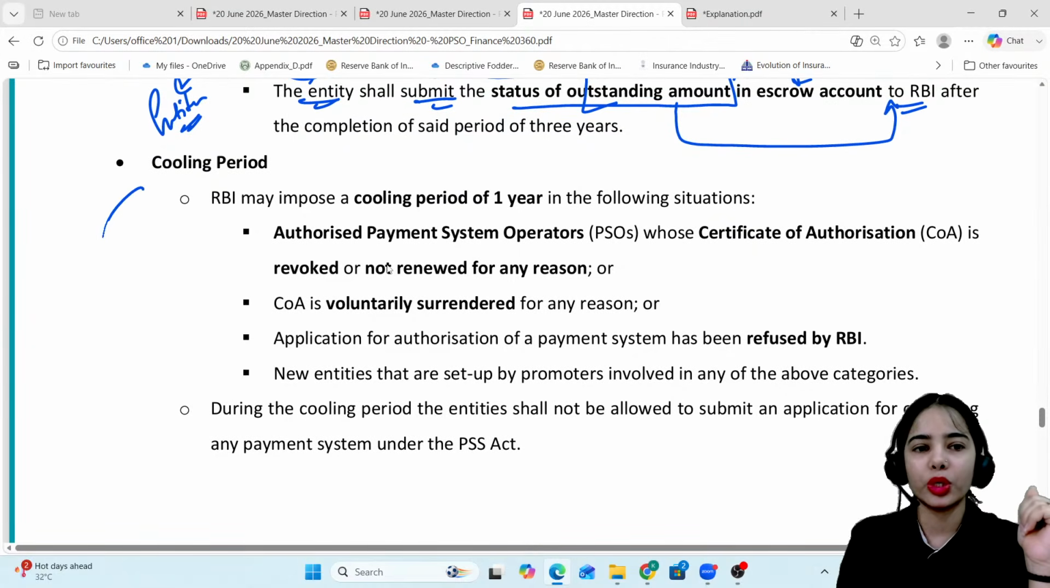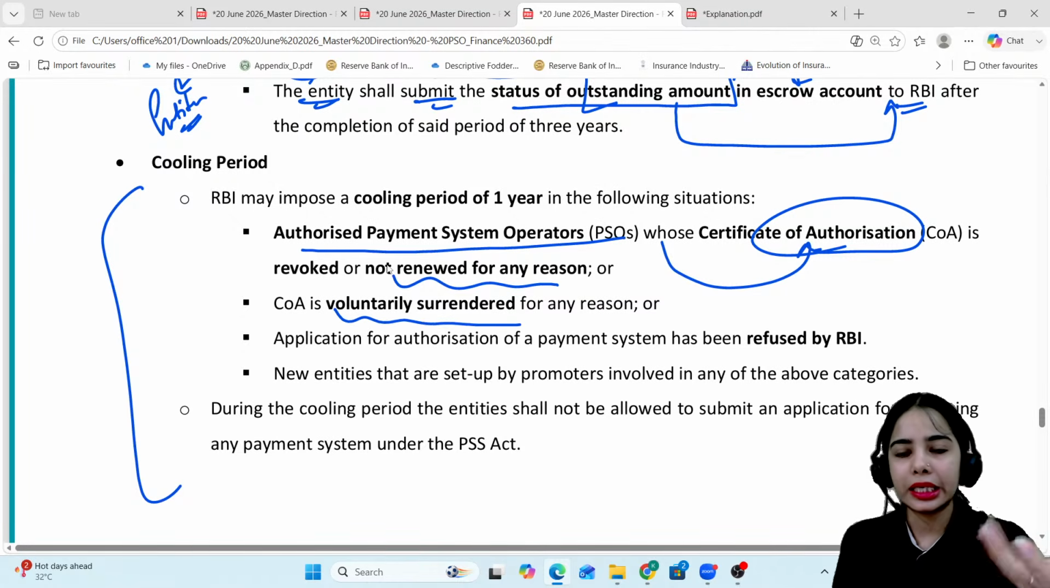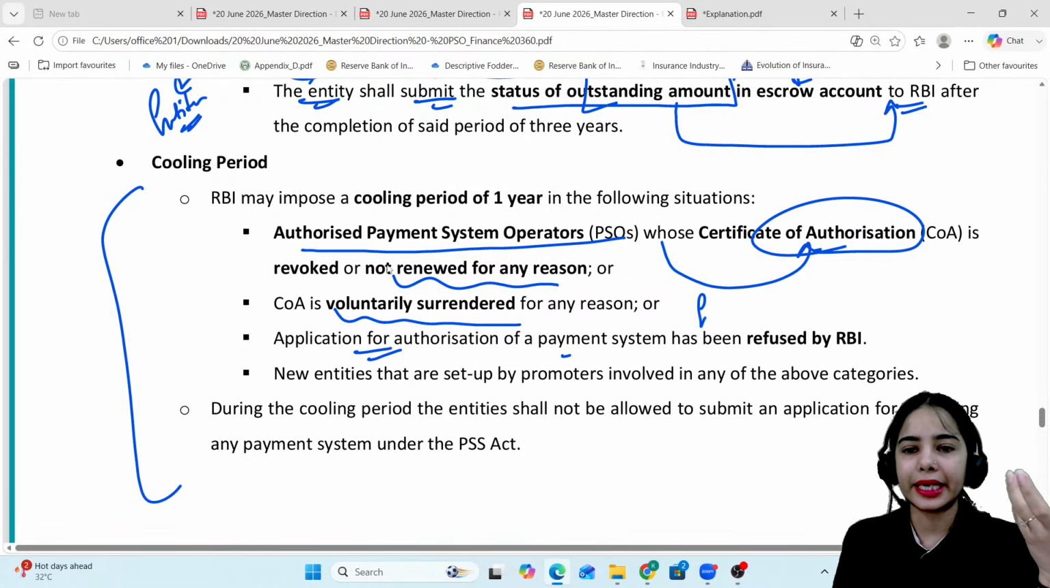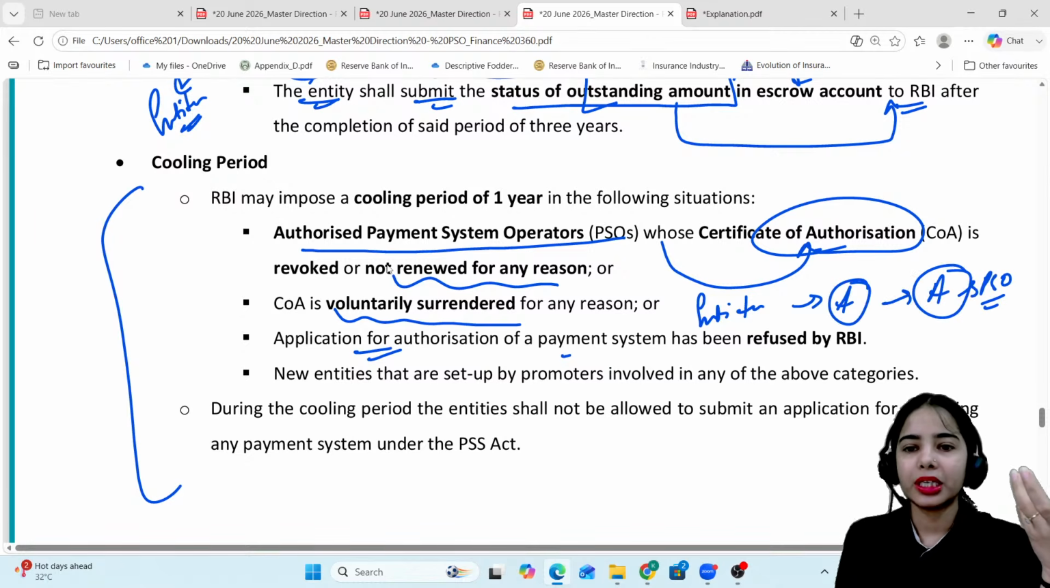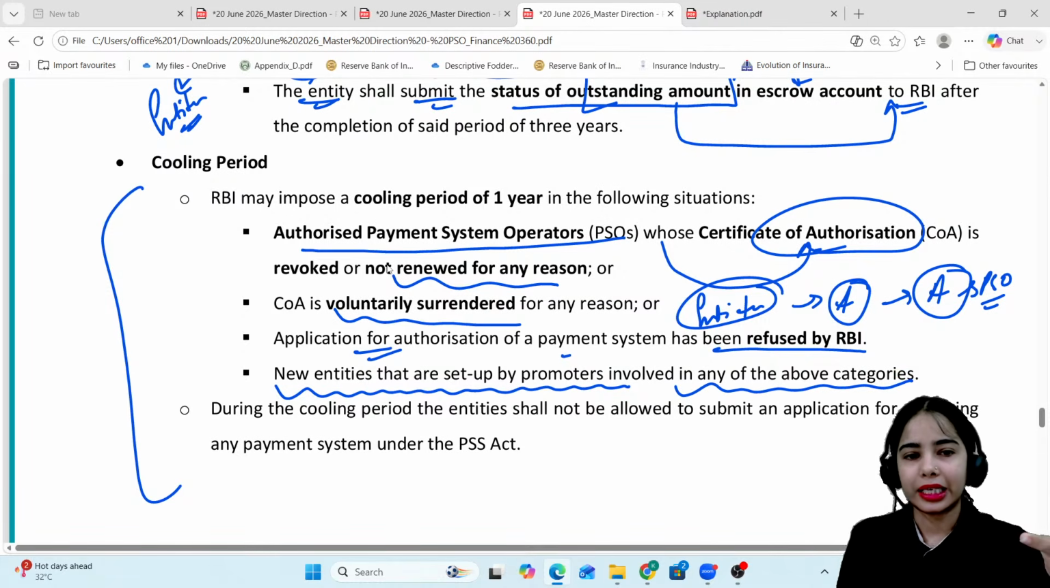Now the last point is the cooling off period. Let's say the authorized payment system operator's certificate of authorization is revoked or not renewed for any reason, or they have voluntarily surrendered their certificate, or the entity sent an application for authorization as a payment system operator but the application has been refused by the RBI for any reason, such as the fit and proper criteria not being fulfilled. New entities that are set up by promoters involved in any of the above categories.